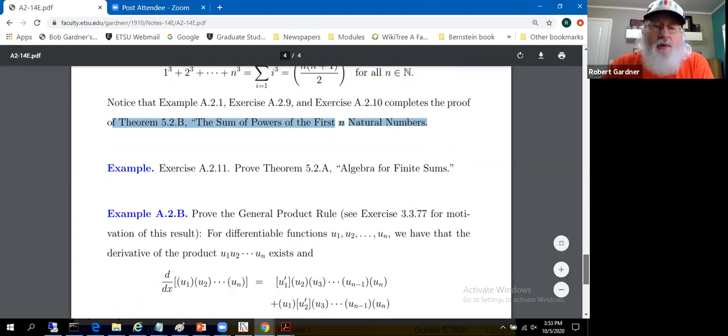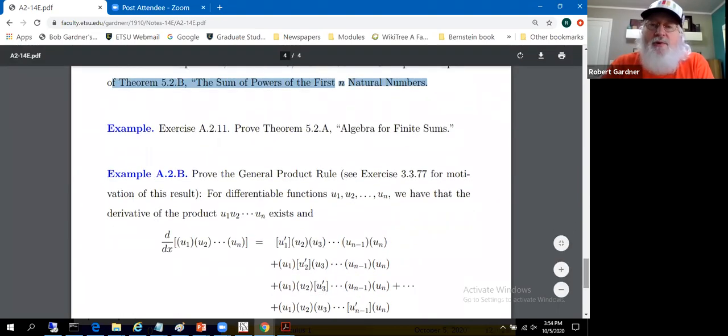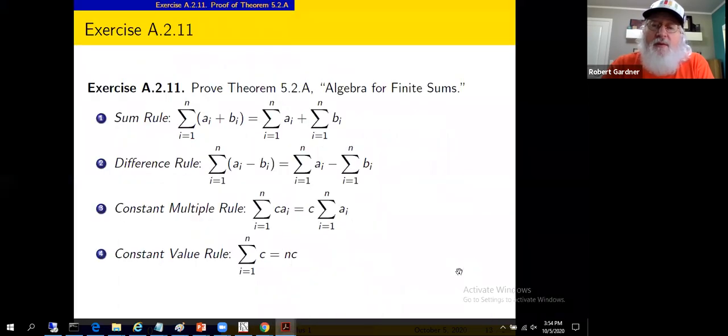Okay, a couple other examples we'll do. We're going to prove theorem 5.2.a. It was algebra for finite sums, fairly lengthy. All right. Claim is the following. The sum from i equals 1 to n of a sub i plus b sub i. You add these sums together. You could add the a's together first and then add the b's together. Not in the least bit surprising. Differences would behave in the same way. Constant multiples can be brought outside of sums. That's just distribution, really.